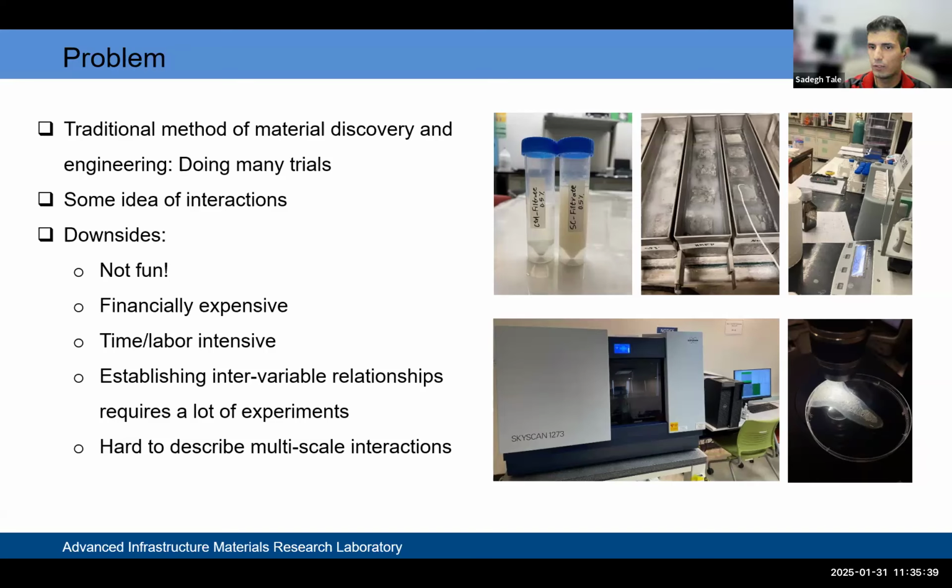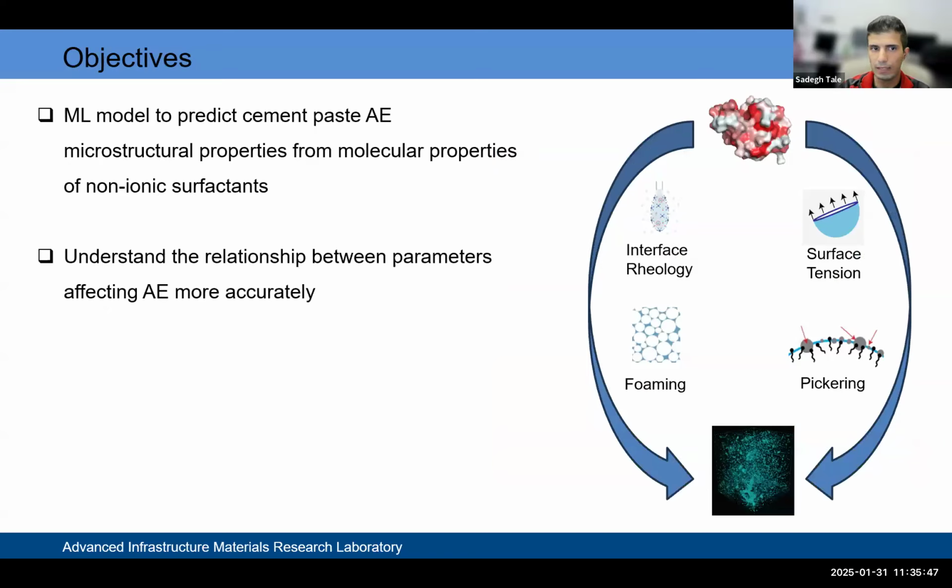So that's why a lot of researchers are turning towards statistical methods and machine learning to try and expedite this process. And this is basically what we want to do in this project. We want to take the molecular properties of any molecule or surfactant and then predict if they are a good air entraining agent for cementitious materials, specifically cement in this case.